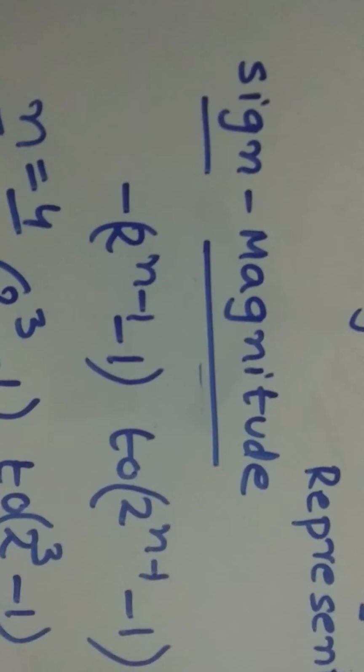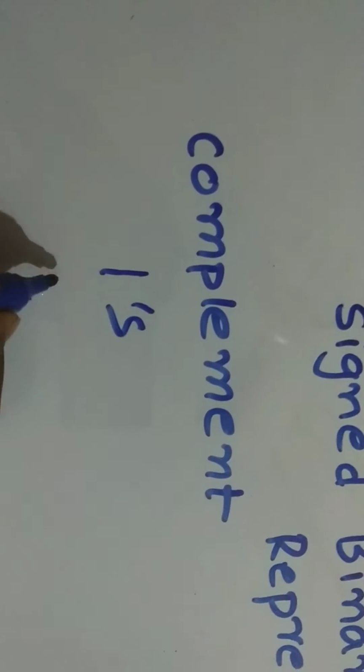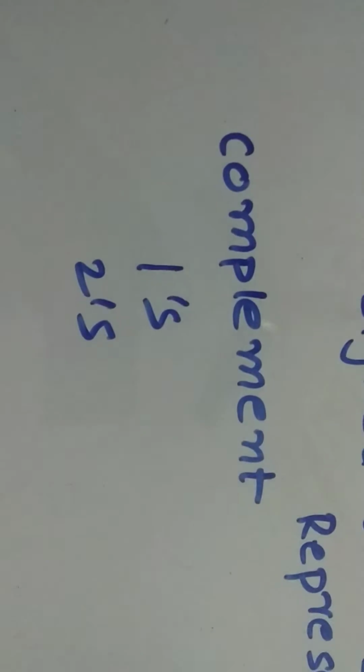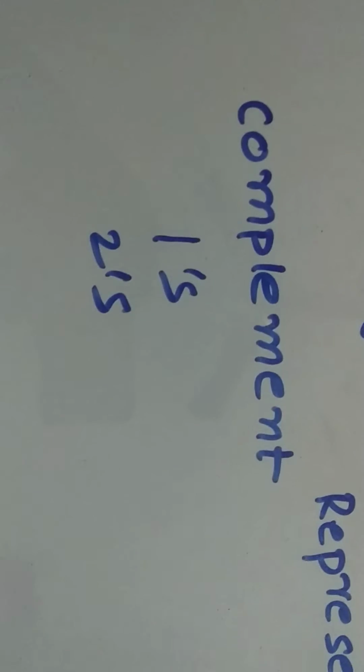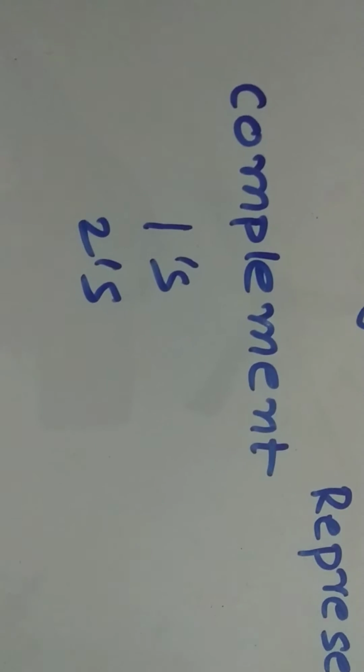So that's the reason we moved to complement forms. We have 1's complement and 2's complement. So what's meant by 1's complement? 1's complement is nothing but simply complementing each bit.